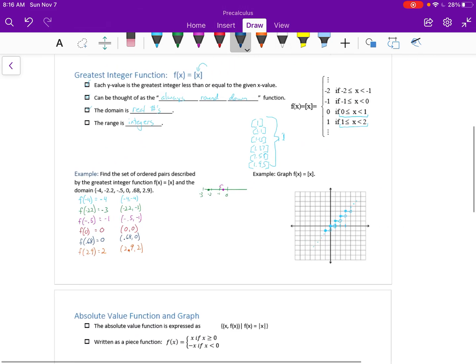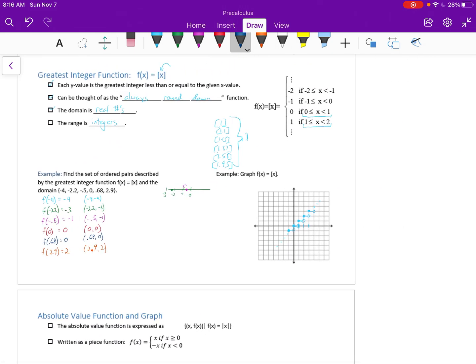So the greatest integer function is actually a piecewise function. We always round down. You should be familiar with the graph of that, and you should be able to plug into a function.